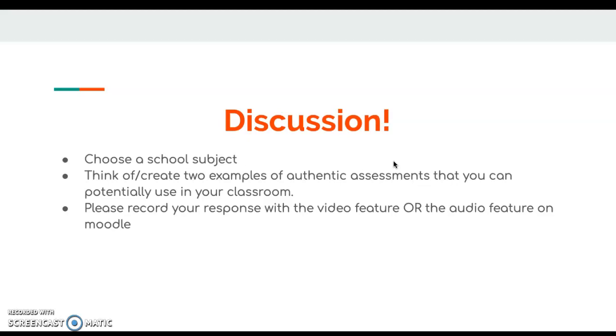And also, if you could please record your response with the video feature or the audio feature on Moodle, because that will kind of help you get the performance aspect of authentic assessment.